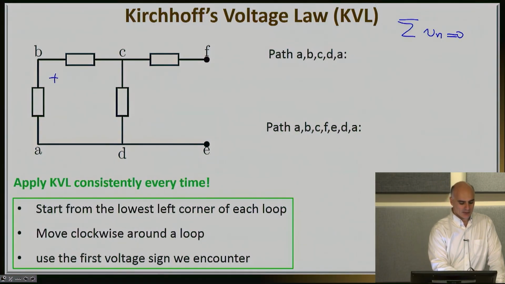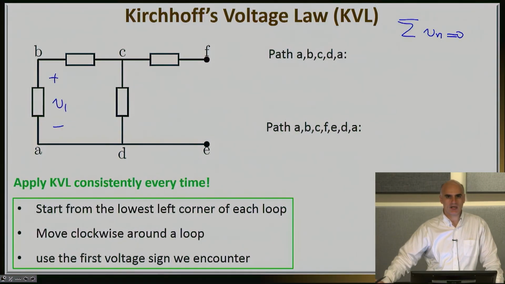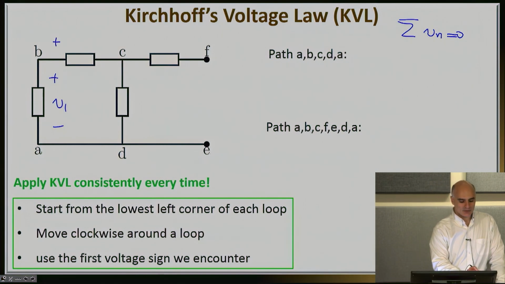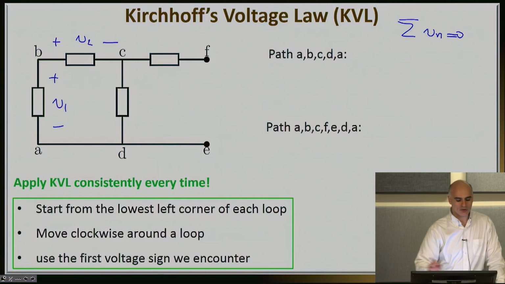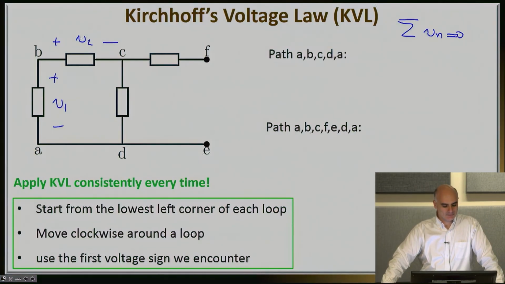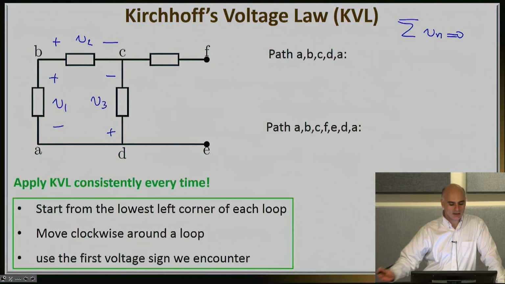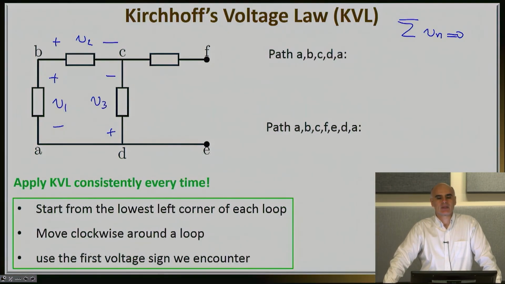So here is the polarity, for example, which I will call V1, and it is the voltage drop across the branch AB. Here's the polarity V2 that I will assume across the branch CD. Here's another polarity, which I will assume V3 across the branch CD. You could choose any polarity you like. The final result will be the same.